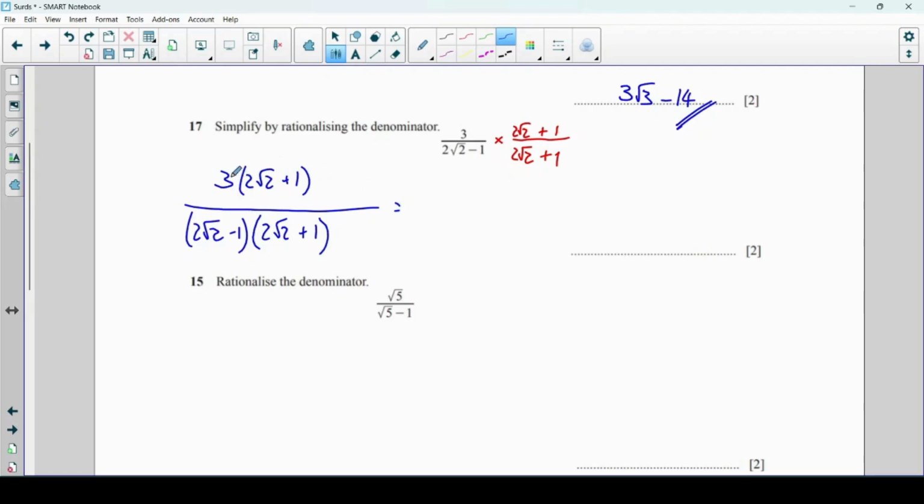We'll expand the top first. 3 times 2 root 2 is 6 root 2. And then 3 times 1 is just 3. On the bottom, 2 root 2 times 2 root 2, well that's 4 root 4, we'll simplify that in a moment. The outsides, that's plus 2 root 2. The insides, that's minus 2 root 2. And then the lasts, minus 1 times positive 1 is minus 1. Those two middle terms cancel out as usual.